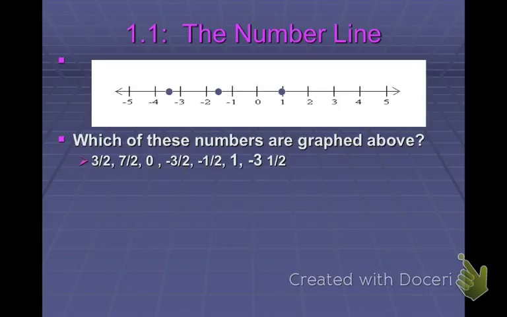Maybe. There we go. What number's right there? I'm just going to start from the left to the right. What's the first one on the left? Yep. Negative 3 1/2. What about the next one? Negative 3 over 2. And then the last one? 1, right?